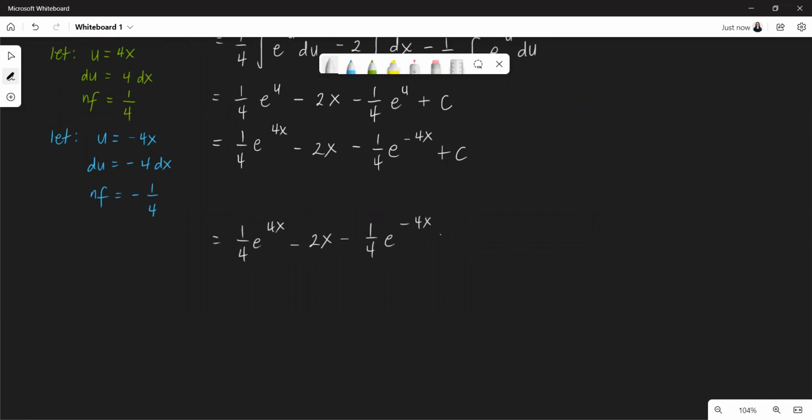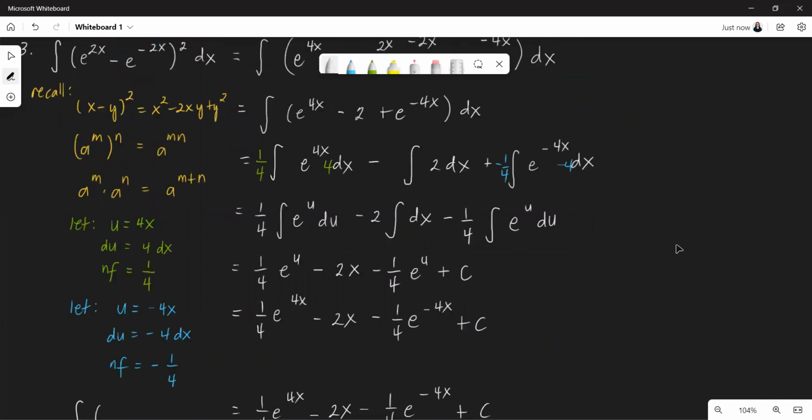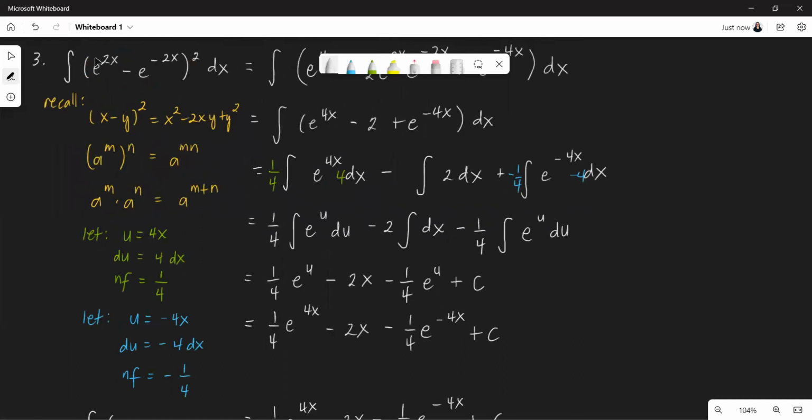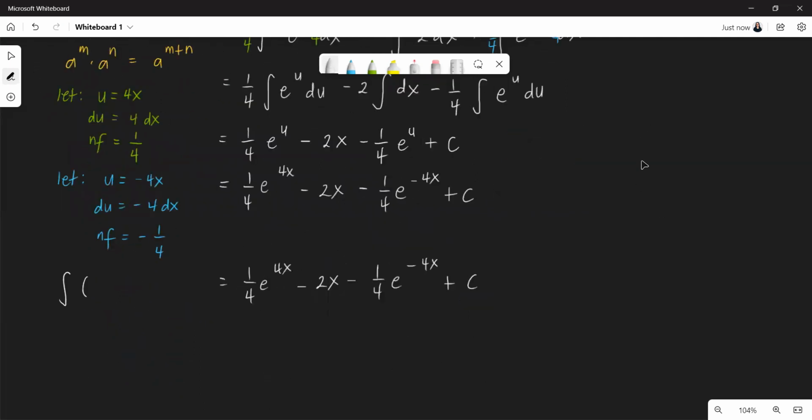So it's not necessary to have this written as a positive exponent, except of course if you are required to express your answers with positive exponents. The original given integrand has a negative exponent here, so it's okay to express your answer as negative 4x for the exponent. So that's fine.